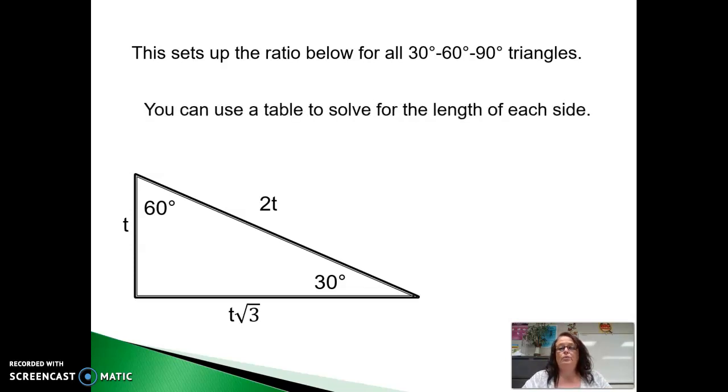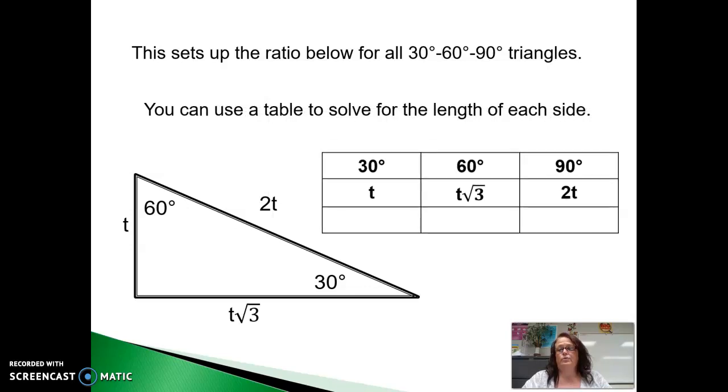So now that we know this, we can set up a table in order to solve it. So like we said, 30 is opposite to t. So that's going to be one column. 60 is opposite to t root 3. So that's my second column. And 90 is opposite to 2t, so that is my third column. So just something to note here, let me use the back side of this paper.